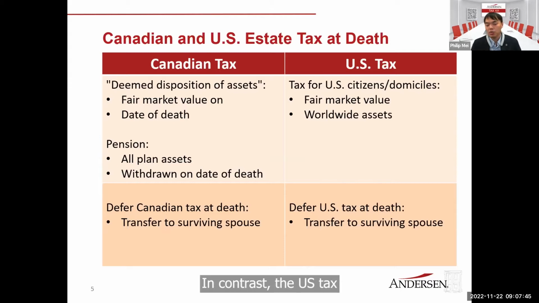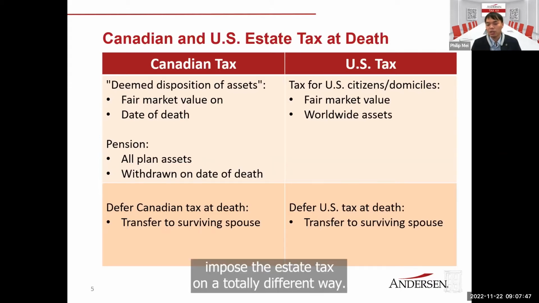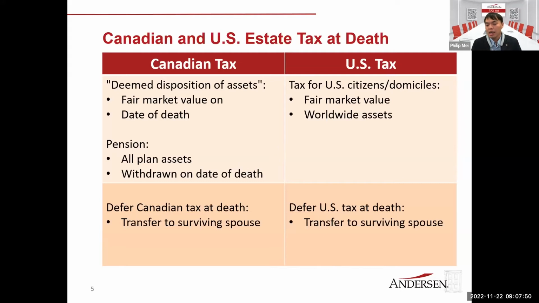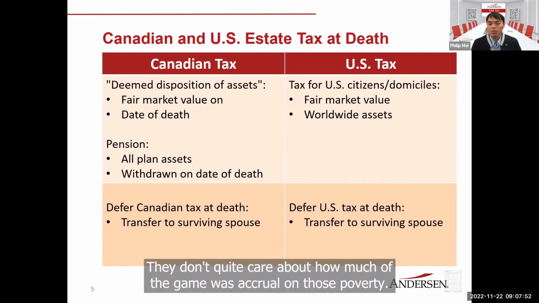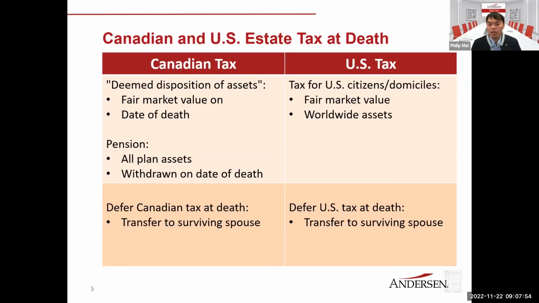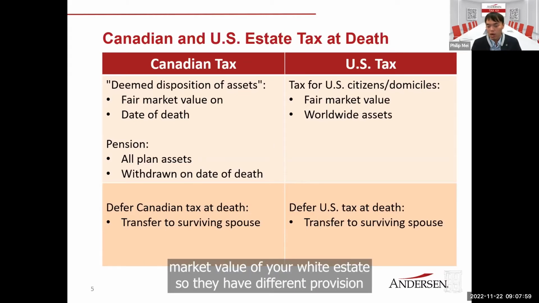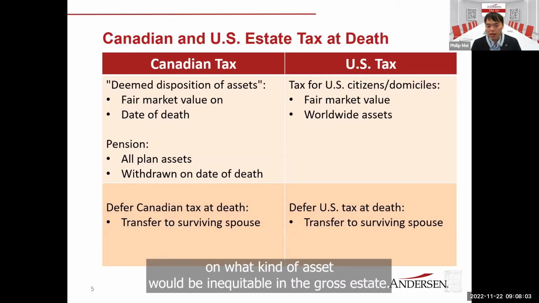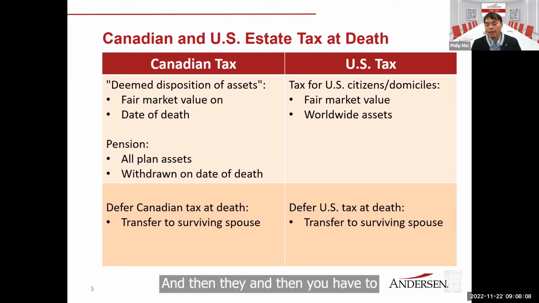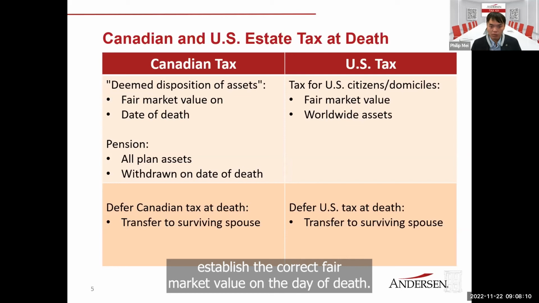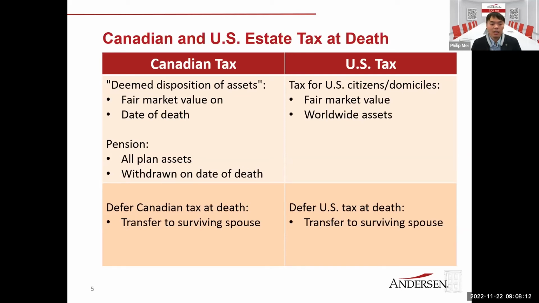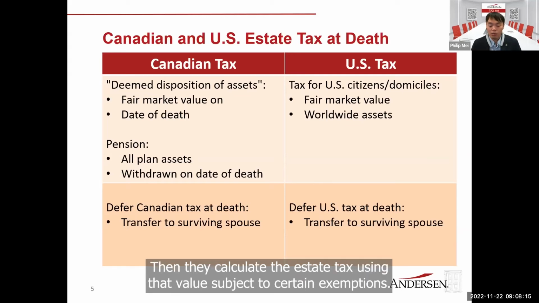In contrast, the U.S. imposes estate tax in a totally different way. They don't quite care about how much of the gain was accrued on those properties. Instead, they look at the fair market value of your worldwide estate. So they have different provisions on what kind of assets would be includable in the gross estate, and then you have to establish the correct fair market value on the day of death. Then they calculate the estate tax using that value, subject to certain exemptions.